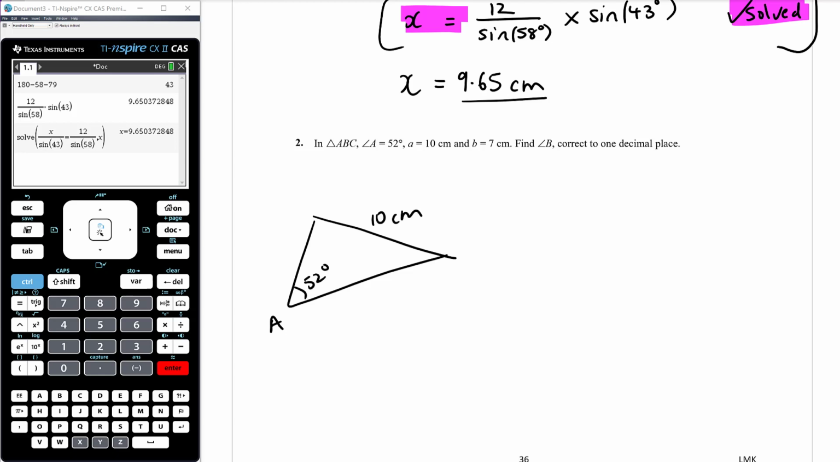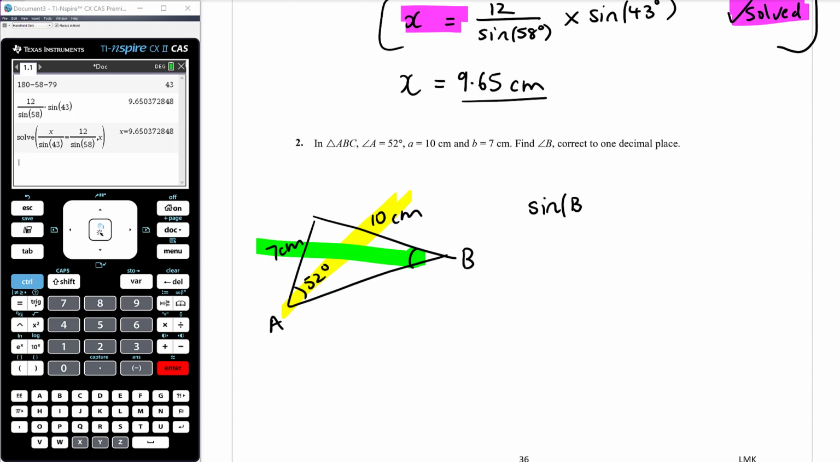b is 7 centimetres. Now, given that that's shorter than 10, I'm going to label that as this one. So that's 7 over there, which means this is going to be B here, and so therefore that's the angle I'm trying to find. So the important information, I have a combination of information where I have the angle and the opposite side length. So that's going to allow me to use the sine rule. I'm trying to find this angle, and I know its opposite side length, so I'm going to be able to use the sine rule.